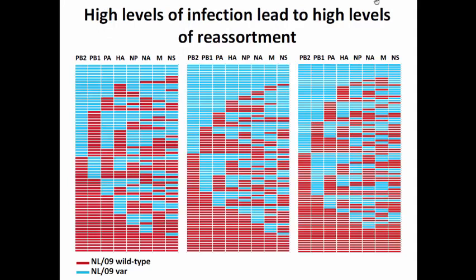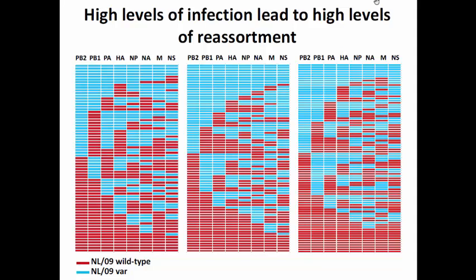Here I'm showing you 3 genotype tables corresponding to 3 cell culture dishes of MDCK cells co-infected with a high multiplicity of these 2 viruses, the Netherlands 09 wild type and VAR viruses. In the genotype tables, the gene segments are shown across the top, and each row corresponds to a single plaque isolate from the supernatant of the co-infection. The segments derived from the wild type virus are shown with red bars, and those from the variant virus are shown with blue bars.